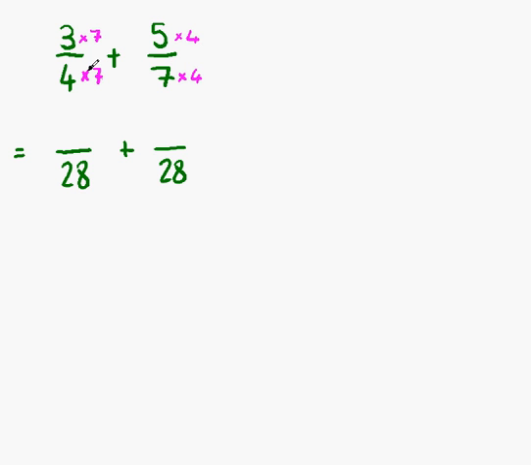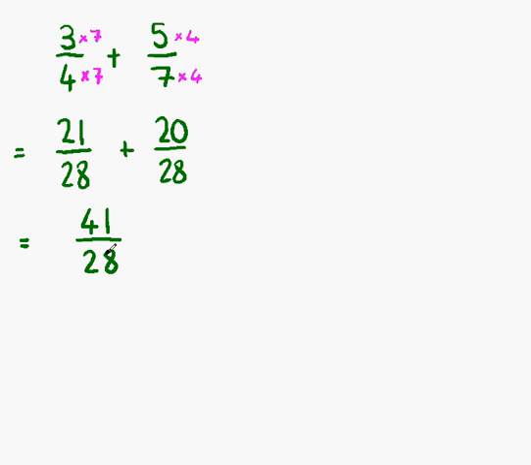3 times 7 is 21, and 5 times 4 is 20. So what we have now is 21 over 28 plus 20 over 28. Adding these together gives us 41 over 28.